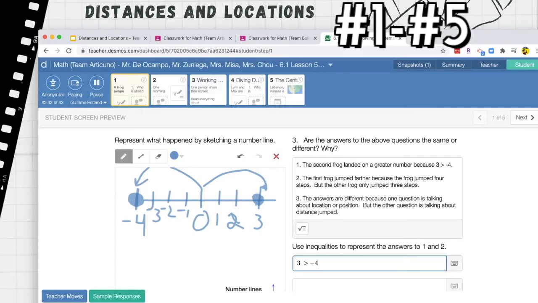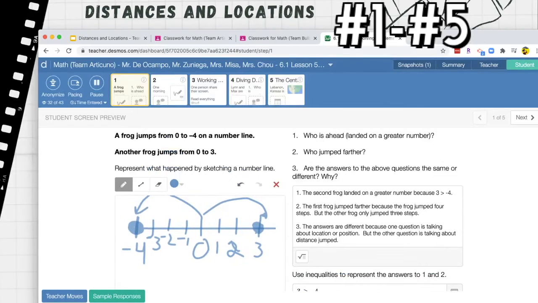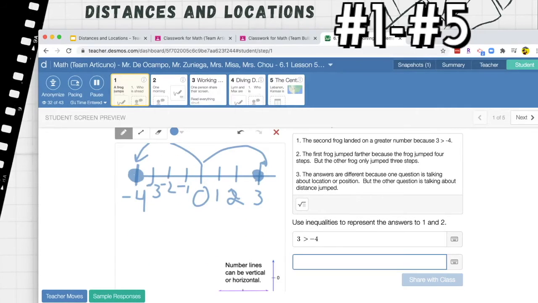Okay, inequalities have these signs. Inequalities have less than or greater than signs. So when they say this, they're talking about these signs. Alright, so who jumped farther? We want to say that, so we can say this, or we can say this.